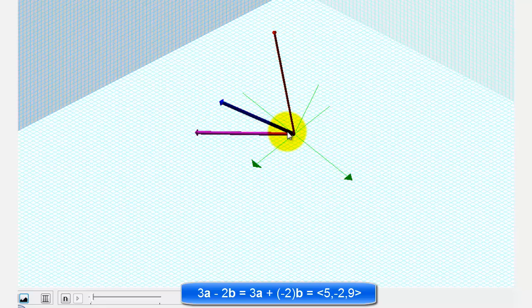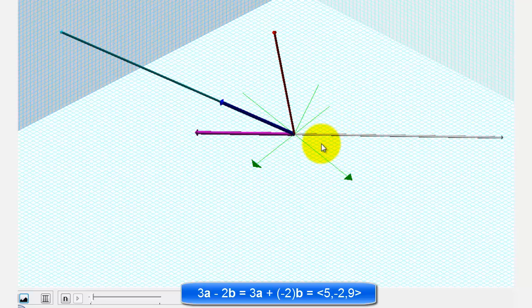If this blue vector is vector a, the vector 3 times vector a would be the vector in the same direction with 3 times the magnitude, or 3 times as long, which would look like this. So this long green vector here is 3 times vector a, and then we're going to add negative 2 times vector b. So negative 2 times vector b would be the vector in the opposite direction of this vector with twice the magnitude, which would look like this. So this gray vector here is negative 2 times vector b.